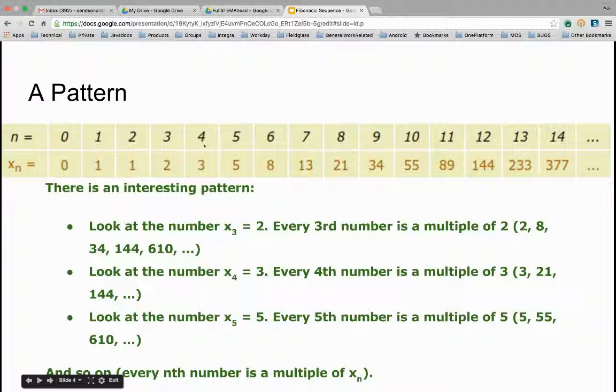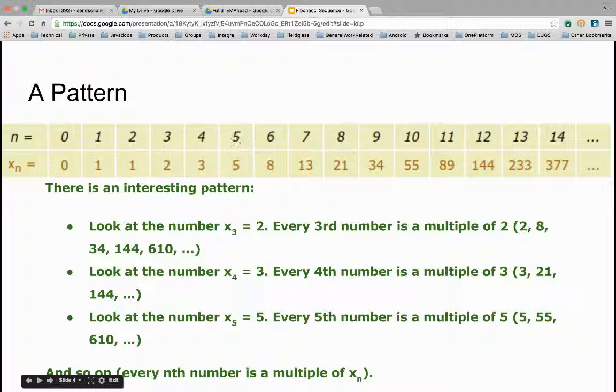Look at the fourth term now. The fourth term equals 3. Every fourth number is a multiple of 3. As you can see, the fourth term equals 3, the 8th term equals 21, and the 12th term equals 144.